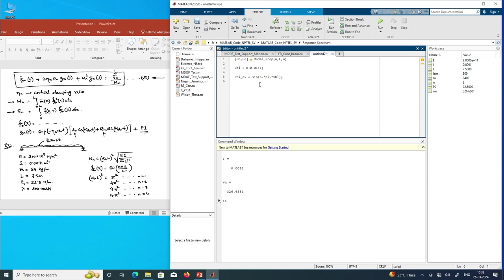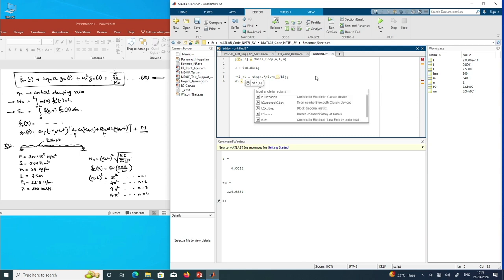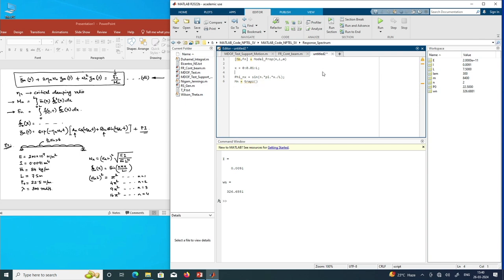Then we have to find out m n. For that, again, we use a numerical integration scheme. It will range from 0 to L. We can also define x here instead of x by L. So, it will be 0 to L, and in that case, we have to divide it by L.